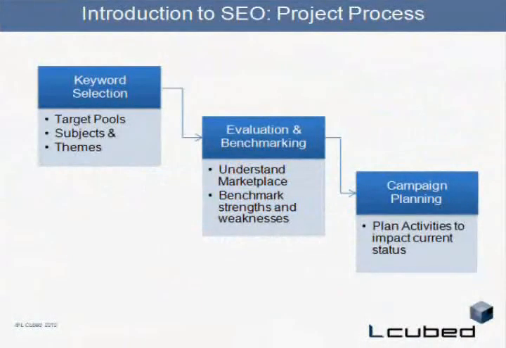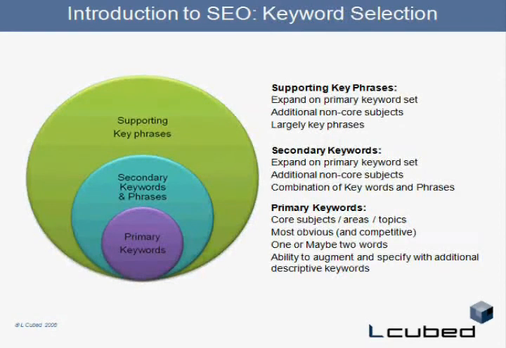So to talk about the processes involved with keyword selection, I'm just going to jump to another slide here so we can drill in a bit more detail. What you see here is our diagram that illustrates how we think about keywords, and again this is an LCUBE proprietary process that we put together that tends to help us focus in and work through the challenges that come with SEO. You can see that we break this out into primary keywords, then we think about secondary keywords and phrases, and then we think about a larger pool of supporting key phrases.